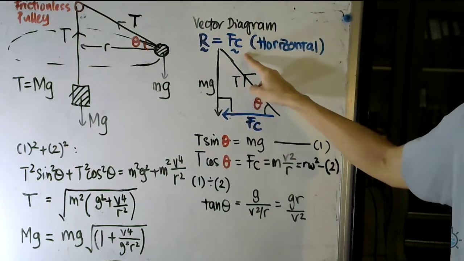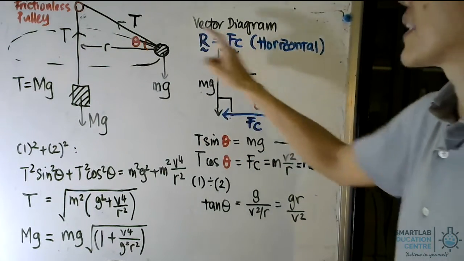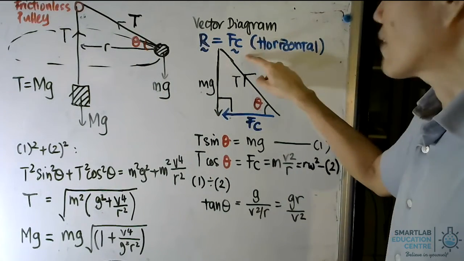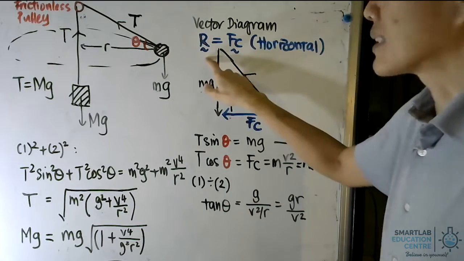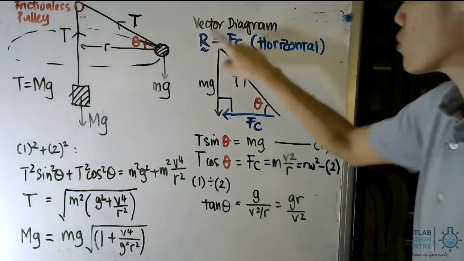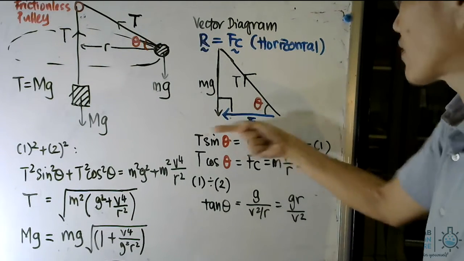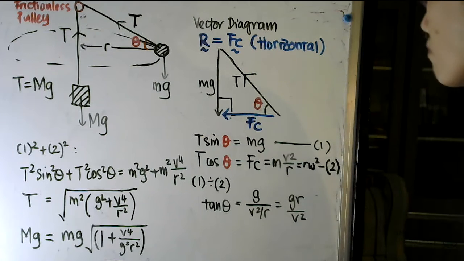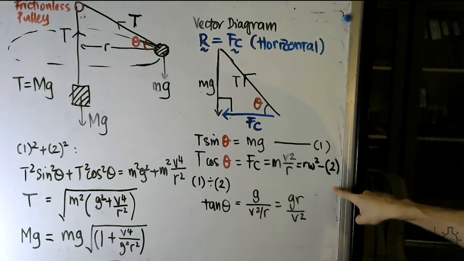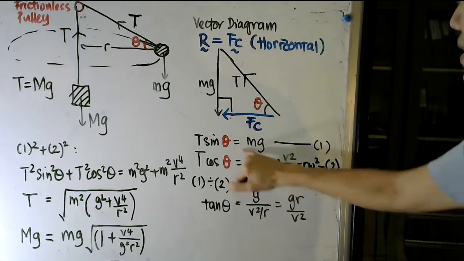And the force is called centripetal force. And the acceleration, we also term as centripetal acceleration. So Fc, the centripetal force, is the net or the resultant force of the tension T and the weight mg. So drawing the vector diagram, this will therefore be the vector diagram where the direction of Fc is horizontal as indicated.